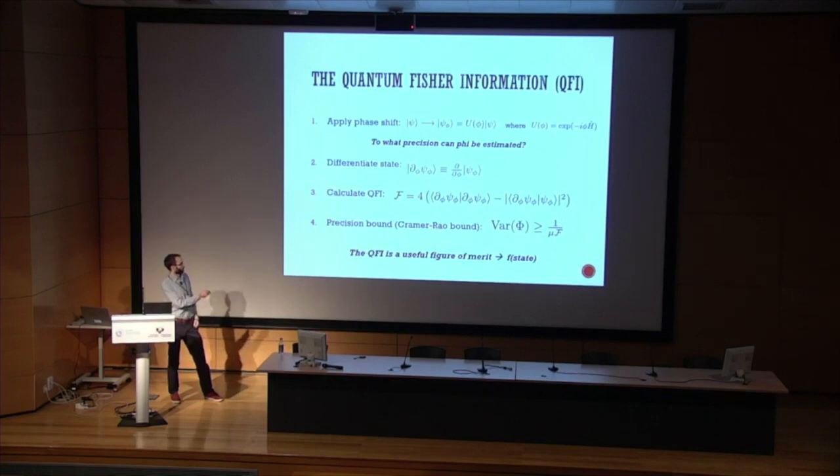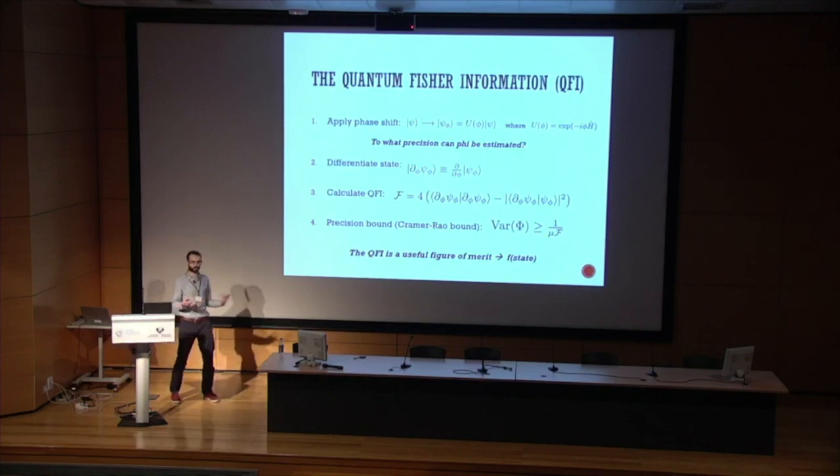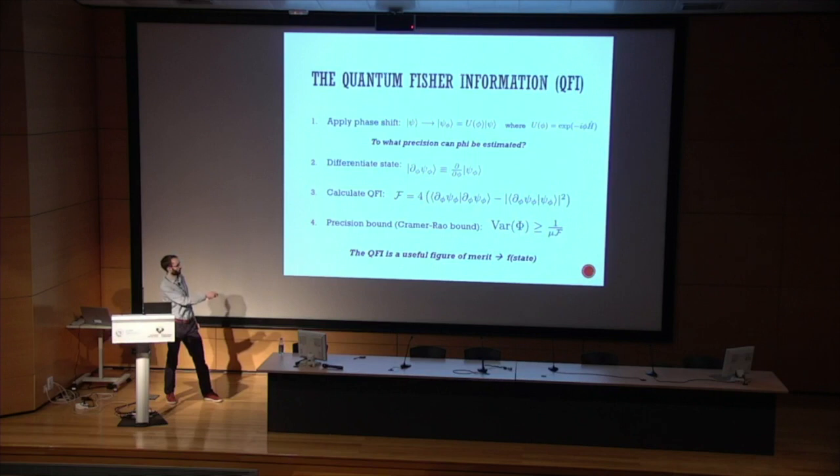So once we've calculated this, then we can put it into what's called the Cramer-Rao bound, which tells us the precision with which we can estimate this parameter, phi. And this is bounded below by 1 over mu times the quantum Fisher information. Mu is just the number of repetitions of your experiment. And we've talked about this quantum Fisher information. So you can see from this, say if you fix the number of repetitions, then what we effectively want to do is increase the quantum Fisher information as much as possible.